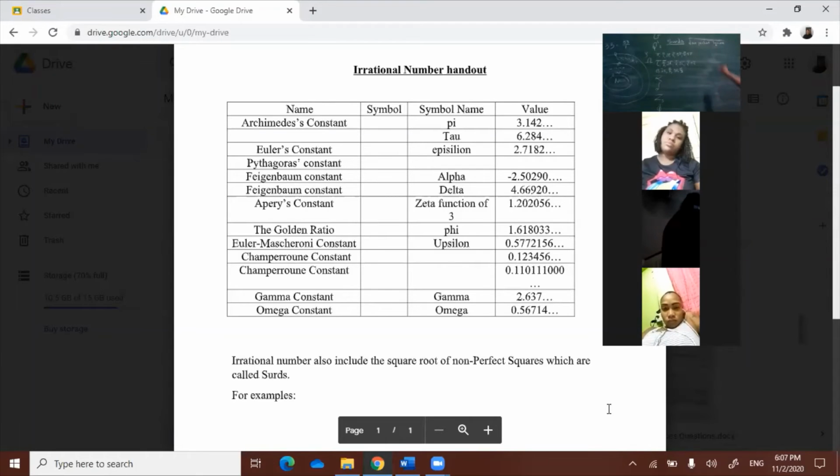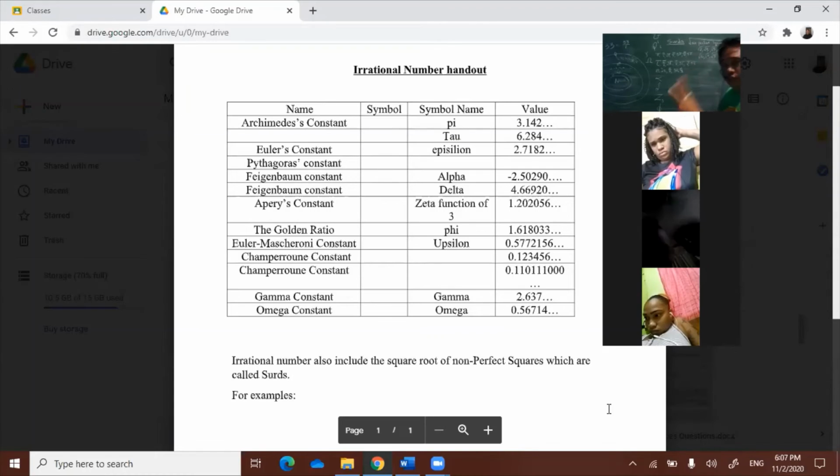For example, root of 2, that's a surd. Root of 3, that's a surd. Root of 4 is not a surd because the root of 4 is 2. So that gives you a definite answer. So that's not a surd. But the root of 5, the root of 6, the root of 7, even the root of 8 is a surd. So it's irrational. The root of 9, not a surd, because the root of 9 gives me 3. And that is a definite number.